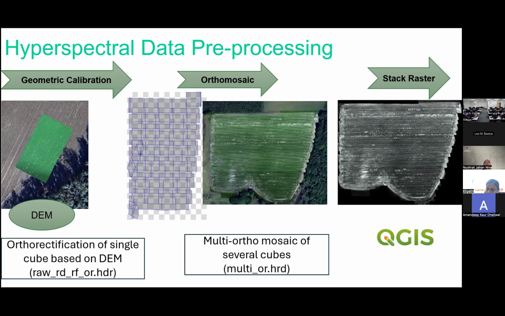People work with ENVI software because it is comfortable with hyperspectral sensor data. But I work with R. I'm comfortable with R. But to get to R, I need QGIS as one step to extract, to make that raster from that orthomosaic. To get the raster, I need QGIS.